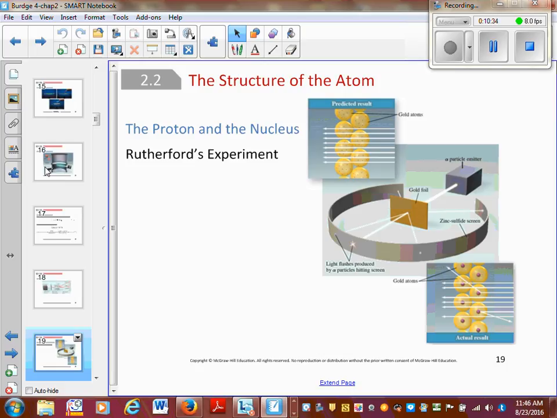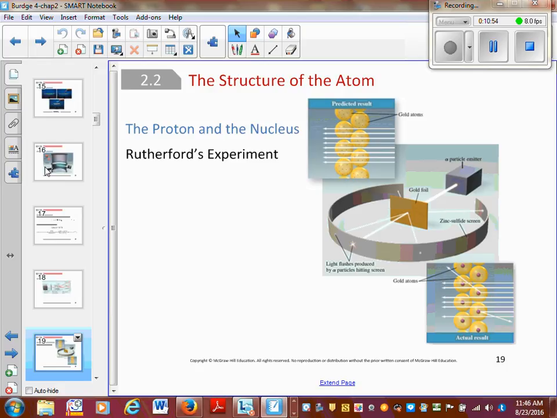Alpha particles are real small. And they're solid, they have mass. So if I throw a particle against the solid, what happens? Bounces off. Wow. Right? So he did this experiment.